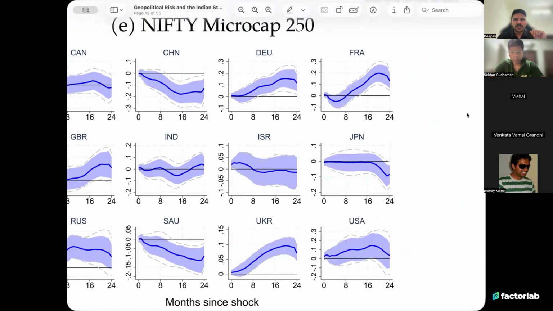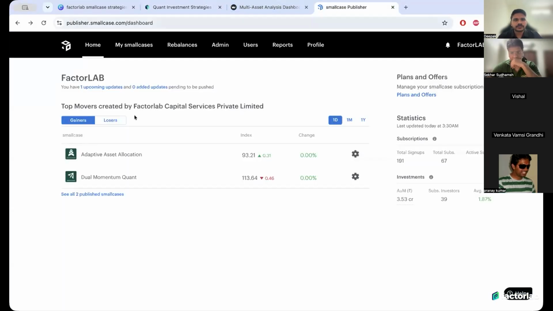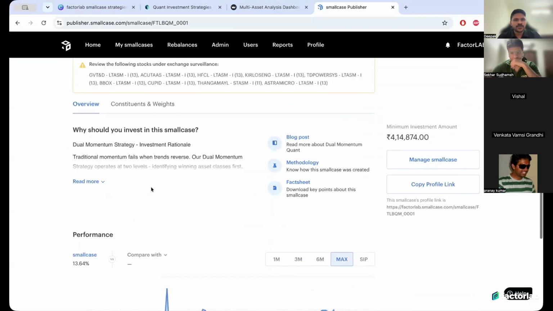Now I'll quickly share my screen around what our small cases are and how our small cases are doing. Just a second. Firstly, I'll show you the dual momentum quant strategy.